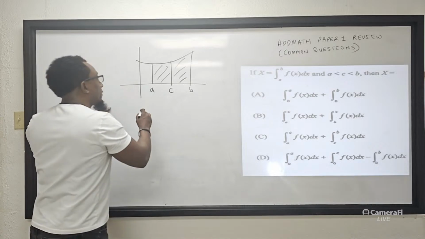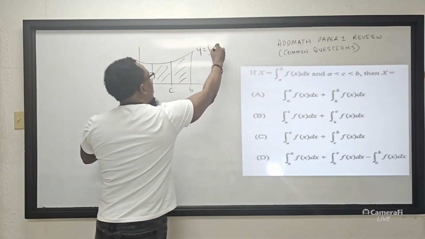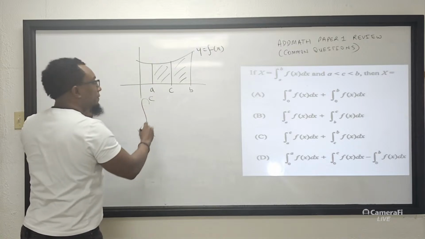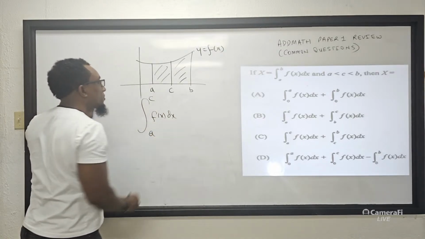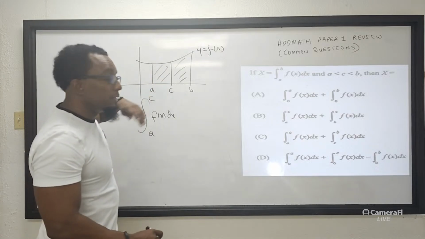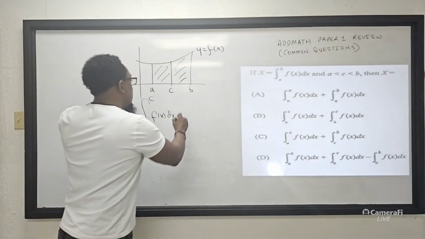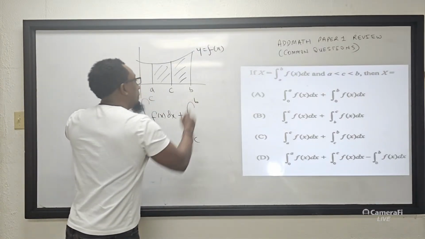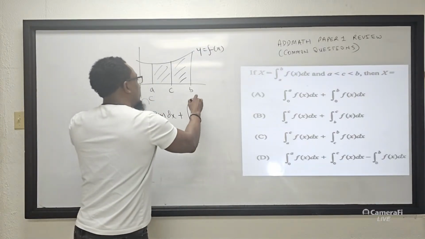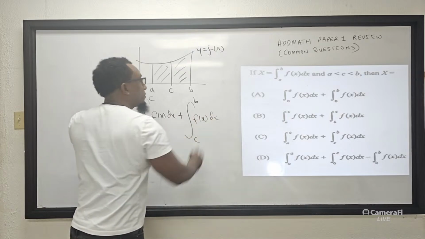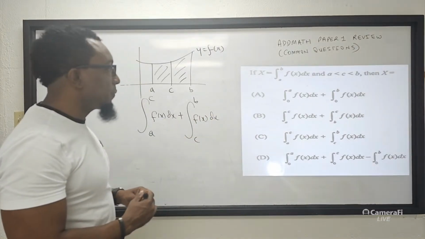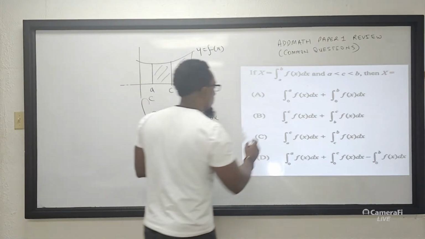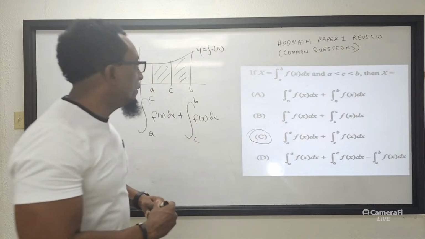So if y equal to f of x, this will be the integral between the limits a and c of f of x dx, to get the area of this region under the curve, plus the integral between c and b. C is the lower limit, b is the upper limit, of your function f of x dx. Alright, so that's what we're looking at there, whose answer is C. Okay?